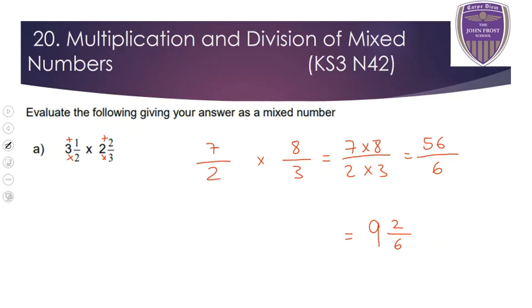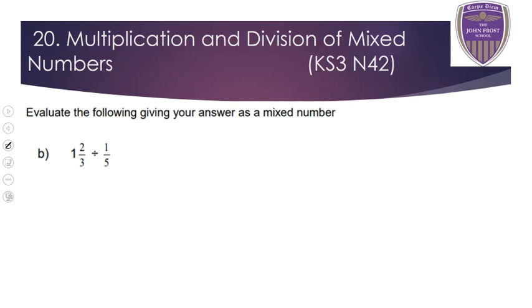But this is the first time this has happened in the questions we've been doing. You wouldn't leave the answer as 9 and 2 over 6, okay? The 9 is going to stay the same, but 2 over 6 can be simplified to 1 over 3. So just be careful with the fraction part of your mixed number. If that can be simplified, then you have to make sure you do so. So change them to improper fractions, in this case times them together, and change it back to a mixed number afterwards.